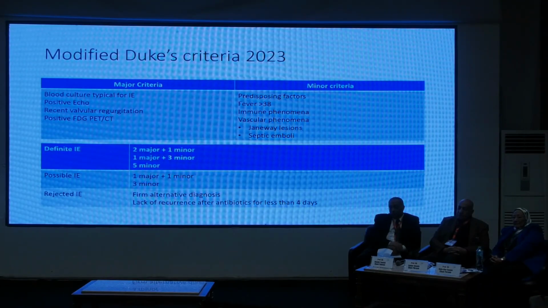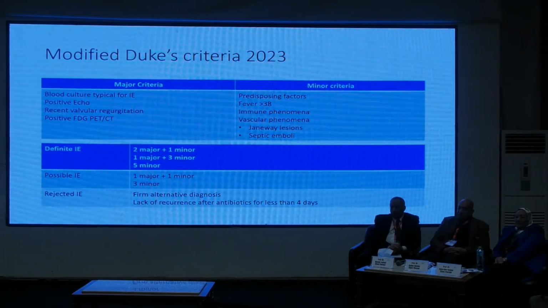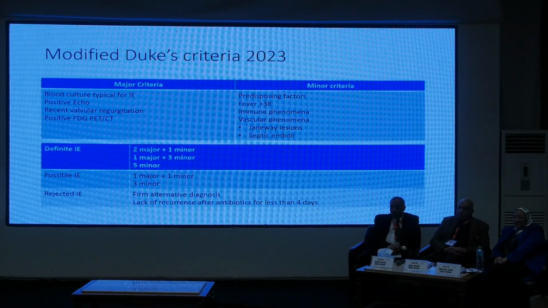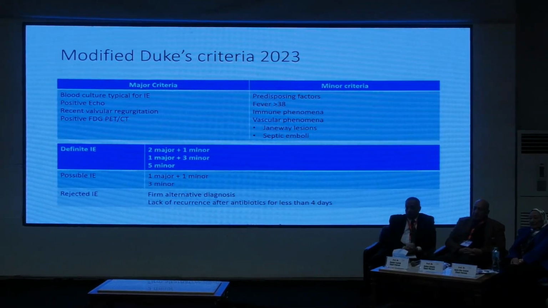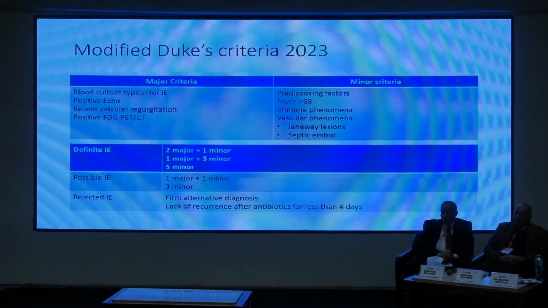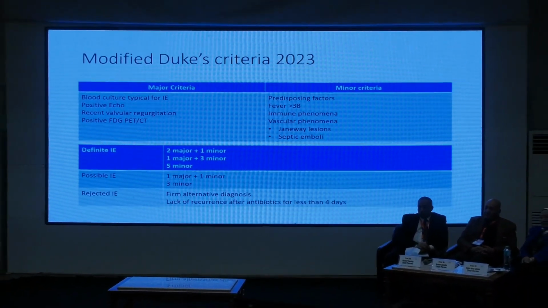Clinically, we diagnose infective endocarditis using Duke's criteria, and more recently the modified Duke's criteria. Duke's criteria have major criteria for diagnosis and minor criteria for diagnosis. The major criteria are the positive blood culture typical for infective endocarditis, positive echo findings, recent valvular regurgitation, and finally the positive FDG PET-CT. This FDG was introduced in the modified Duke's criteria in 2023.